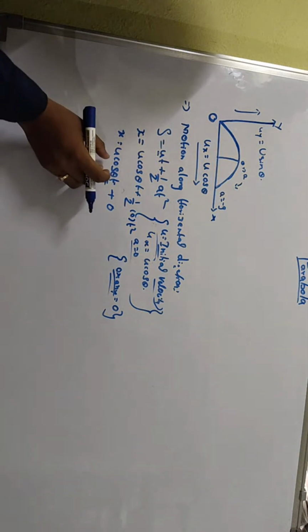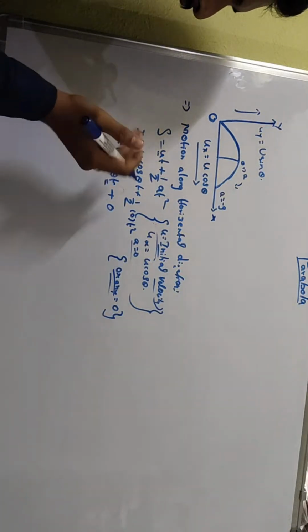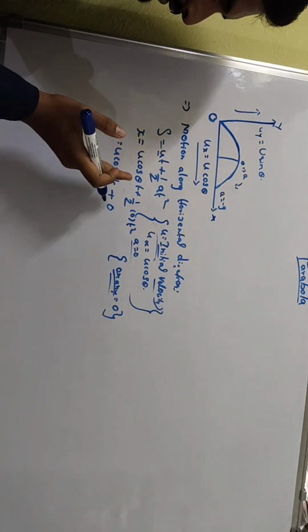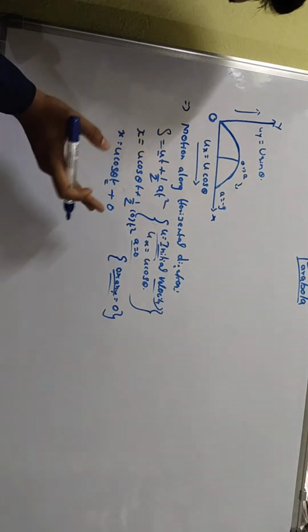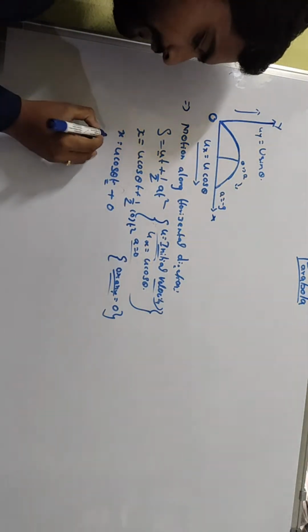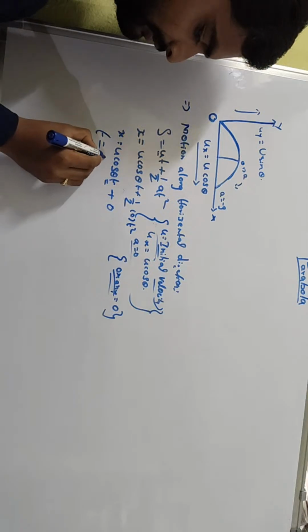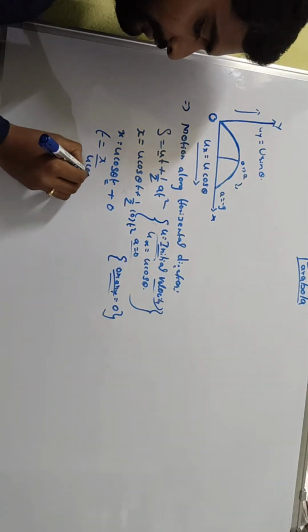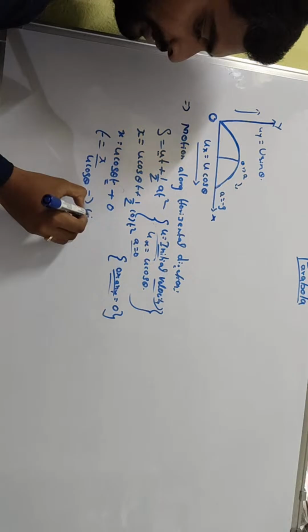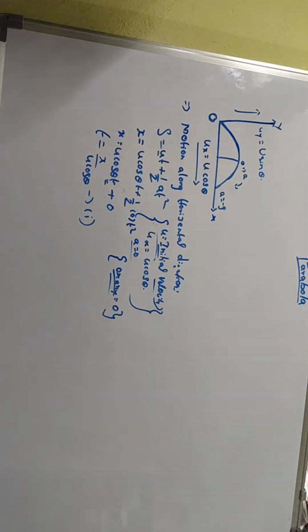After we transfer u cos theta to the other side of the equation, we get it as a divisor. We well know that. So t = x by u cos theta. Clearly, this is equation number 1.